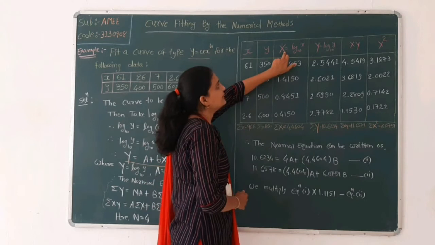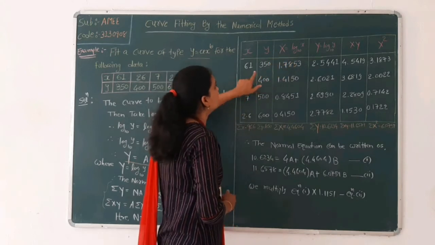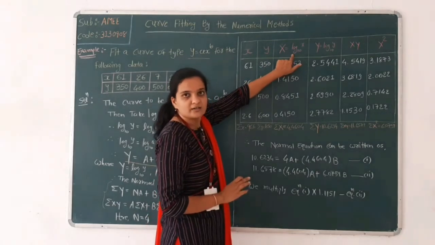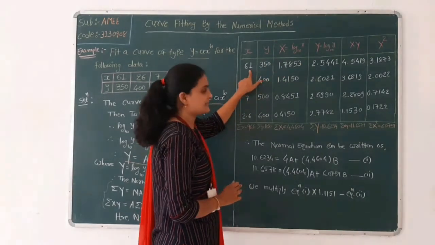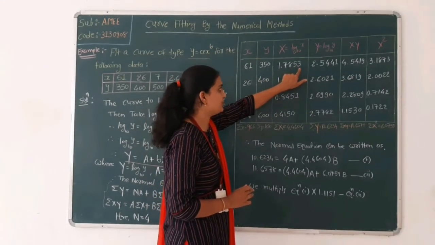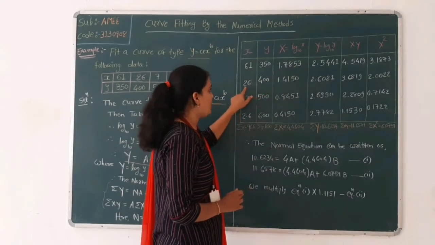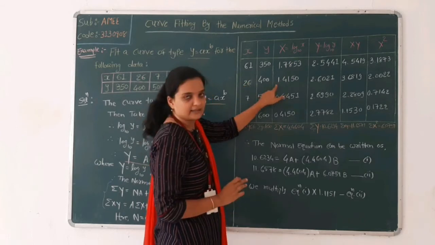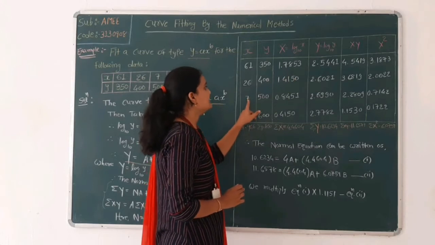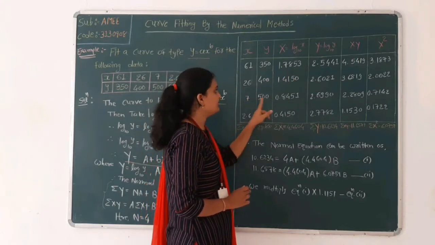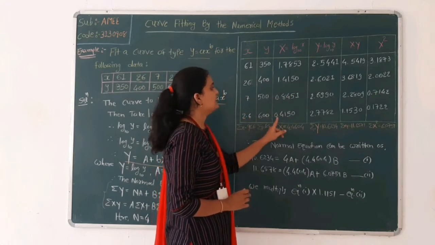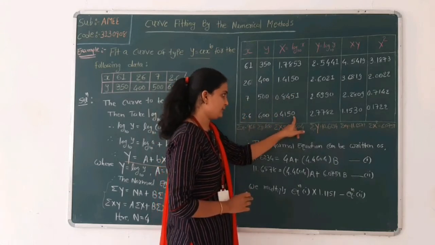Now we find capital X. So first we use in the calculator log in bracket 61. It gives the value 1.7853. Same way log 26 gives 1.4150. Same way log 7, 0.8451 and log 2.6, 0.4150.